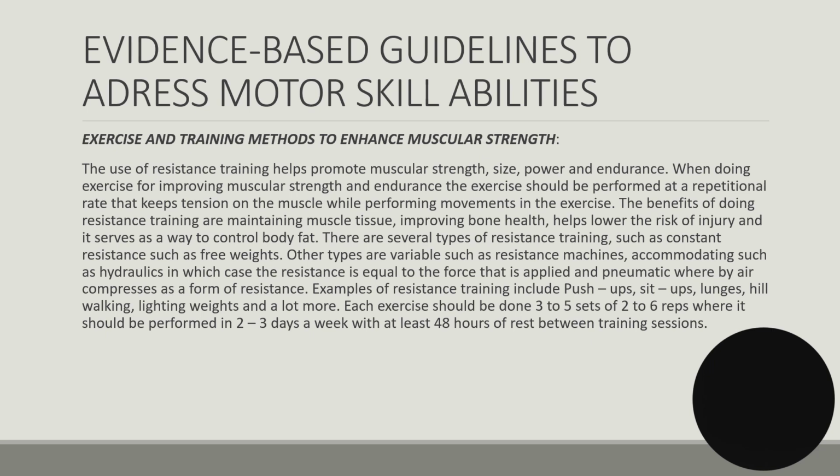There are several types of resistance training, such as constant resistance with the use of free weights. Other variables include resistance machines with either hydraulic or pneumatic. Examples of resistance training include push-ups, sit-ups, lunges, hill walks, and light weights, and a lot more. Each exercise should be done 3 to 5 sets of 2 to 6 reps, where it should be performed 2 to 3 days a week with at least 48 hours of rest between training sessions.